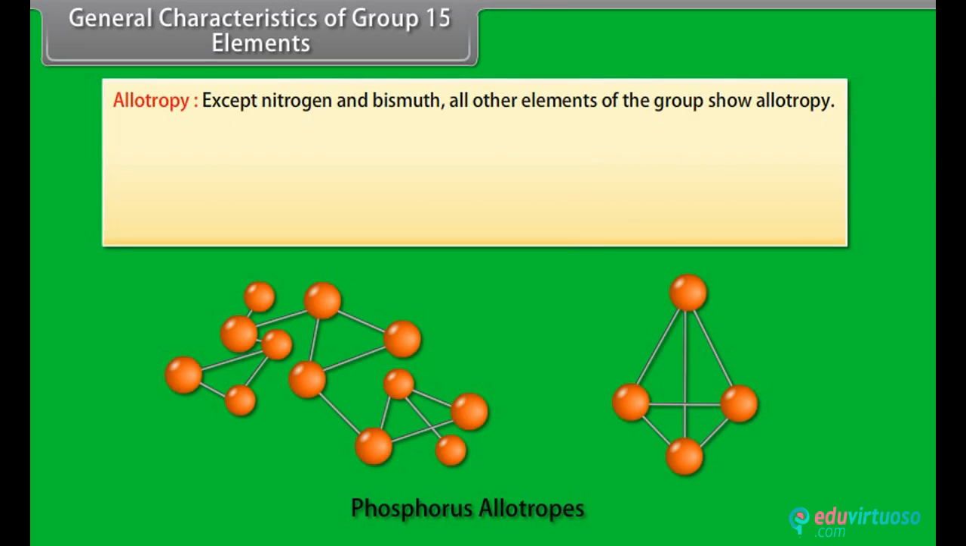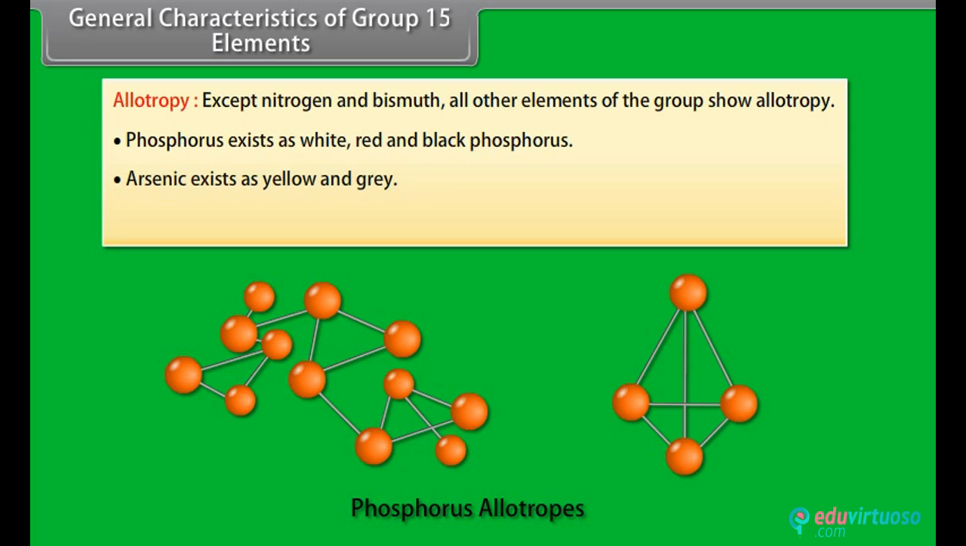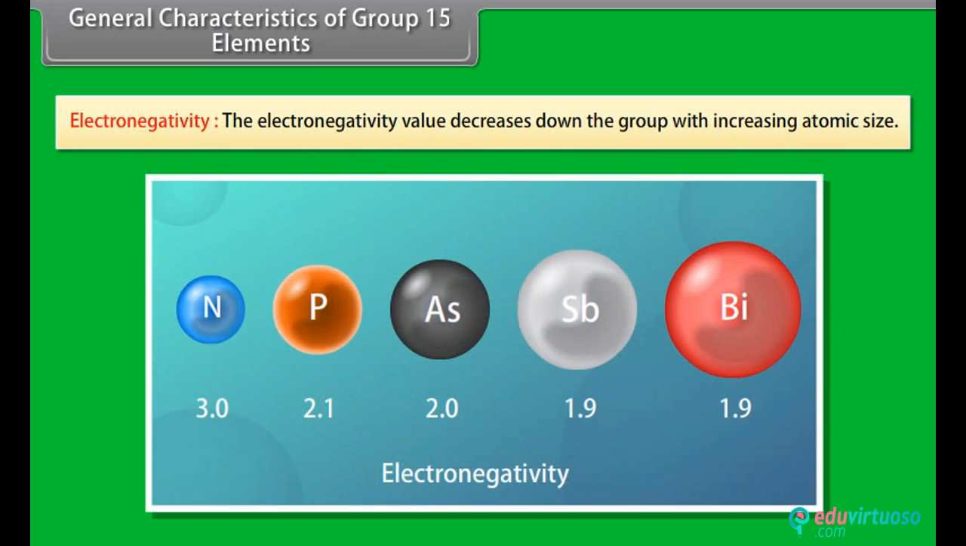Allotropy: except nitrogen and bismuth, all other elements of the group show allotropy. Phosphorus exists as white, red and black phosphorus. Arsenic exists as yellow and grey. Antimony exists as yellow and grey. Electronegativity: the electronegativity value decreases down the group with increasing atomic size.